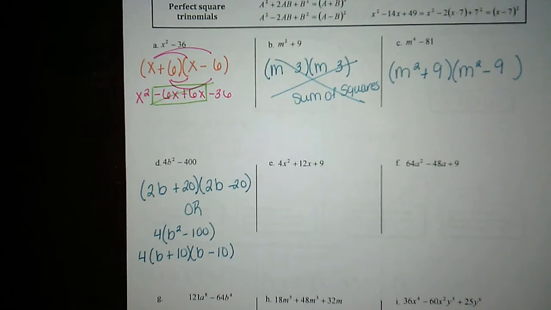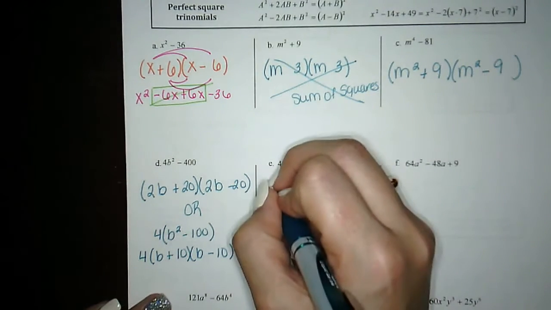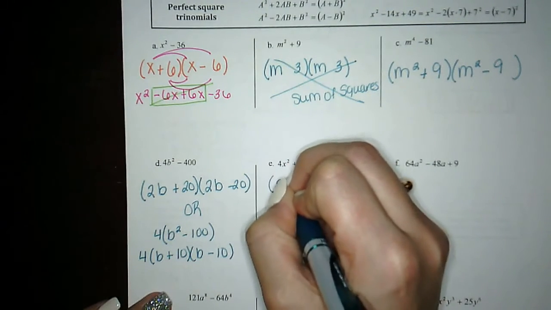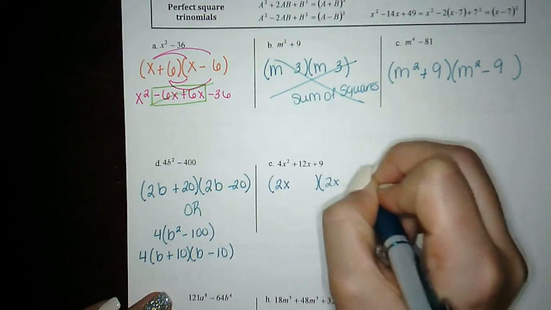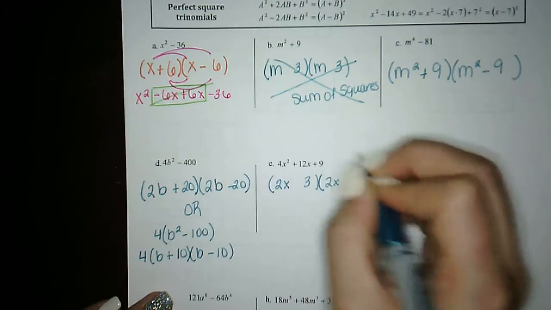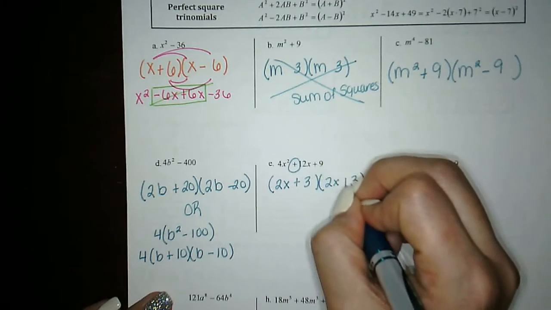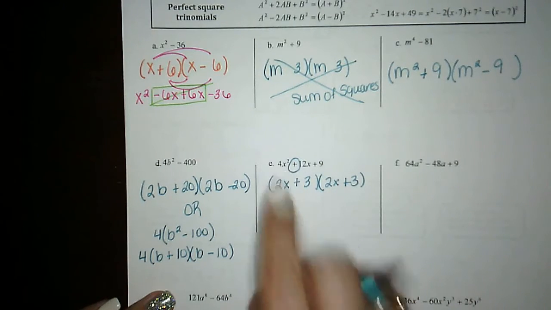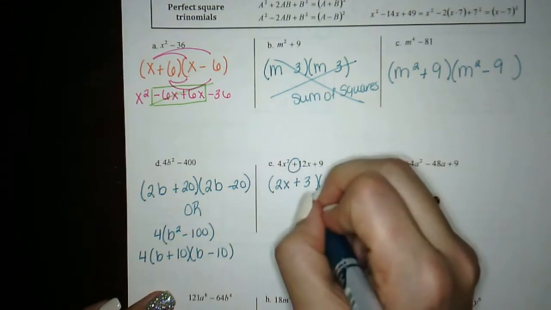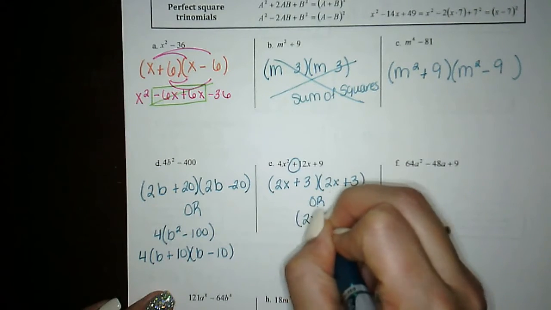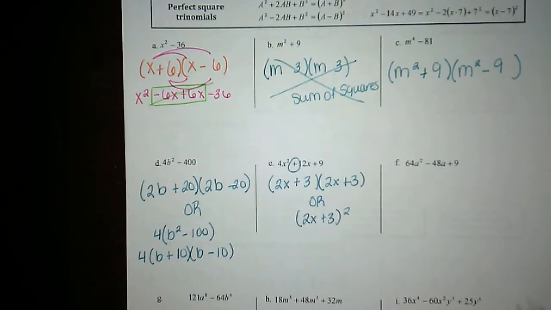Okay, perfect square trinomials work the same way. However, you're not eliminating the middle part, so the signs are going to be the same. So what's the square root of 4? 2. Square root of x squared is x. Square root of 9 is 3, and they're both going to be positive, so whatever this sign is. You can always check your work. It's also written 2x plus 3 squared, same thing. You can always check your work and make sure you did it right.